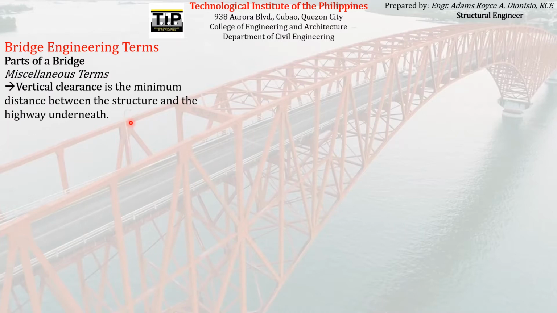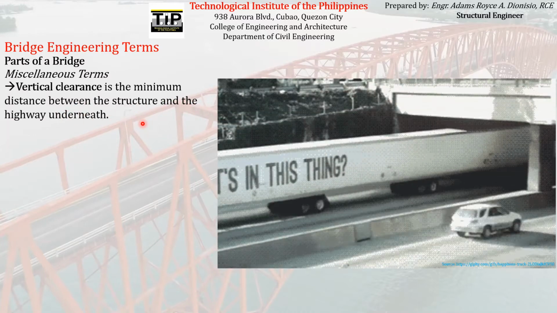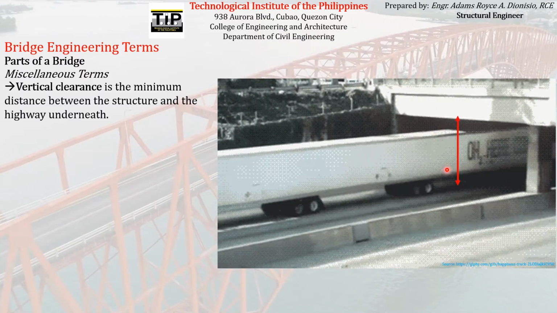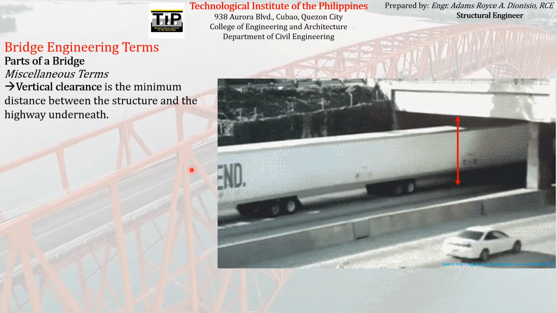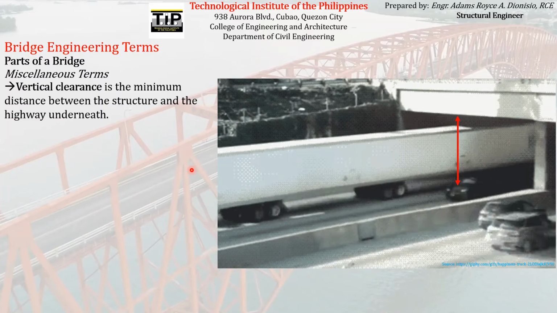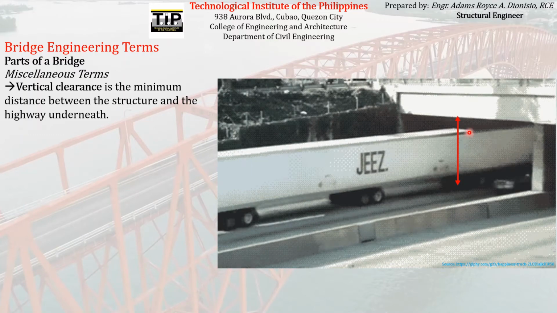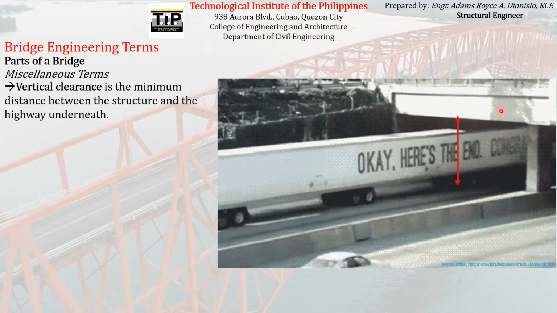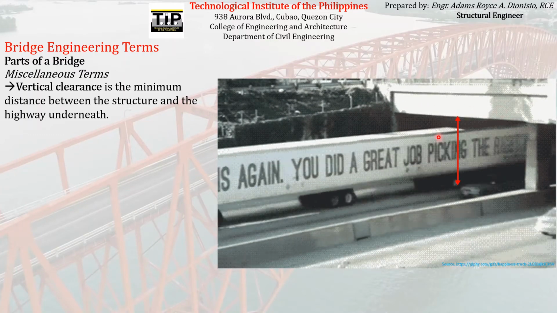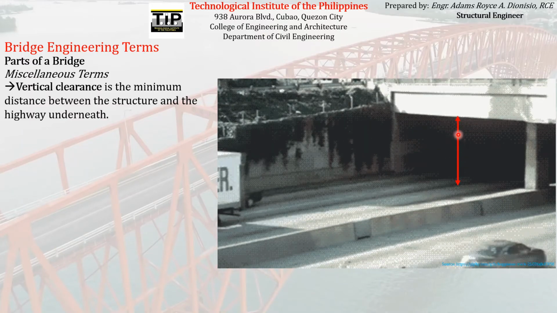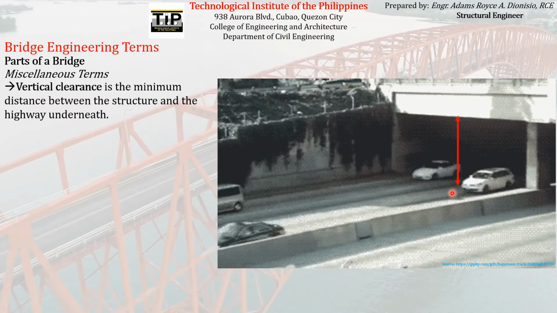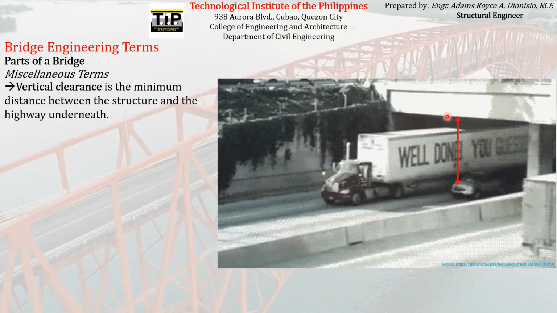So what is a vertical clearance? Vertical clearance is the minimum distance between the structure and the highway underneath, such as this. So this is the vertical clearance. Usually we provide vertical clearance whenever we build a bridge over a highway. So there is a highway underneath a bridge. In those cases, we usually provide vertical clearance such as this, the distance between the highway and the soffit or the bottom of the bridge.